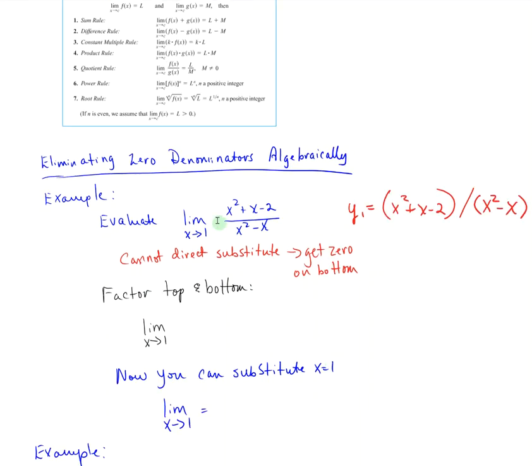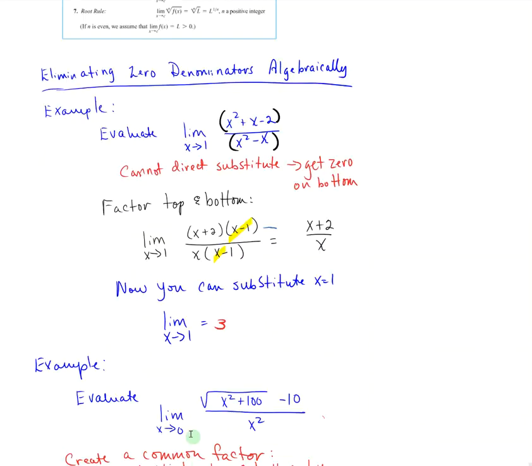So if we factor the top and factor the bottom, what do we get? If we factor the top, we get x plus 2 times x minus 1. On the bottom, if we pull out x, we have x times x minus 1. Those will cancel out. We're now left with x plus 2 over x. Now the limit as x approaches 1 of this function, we can plug 1 in, and we get 1 plus 2 is 3 over 1 is 1. So the limit is 3.